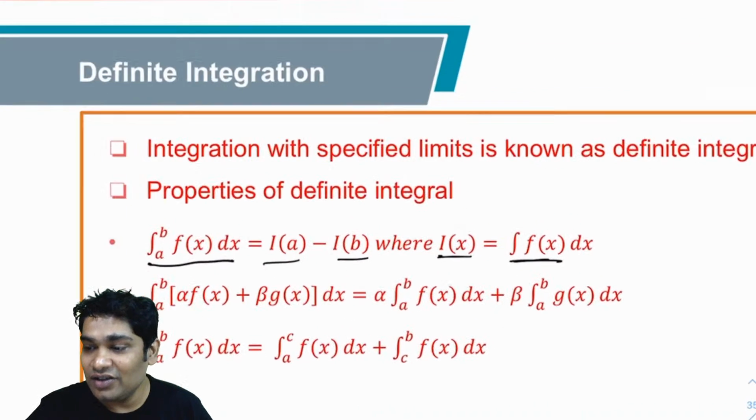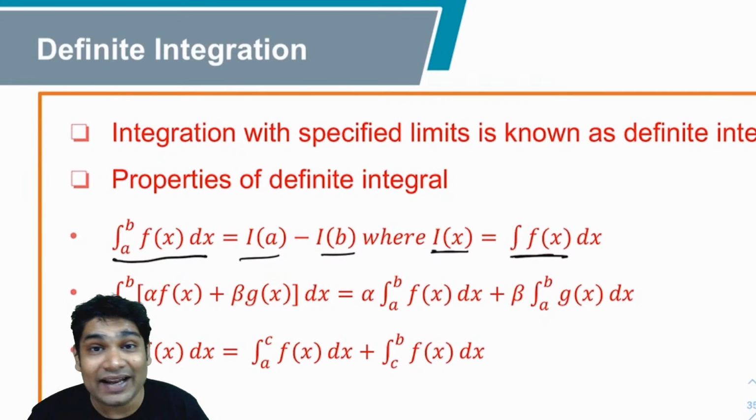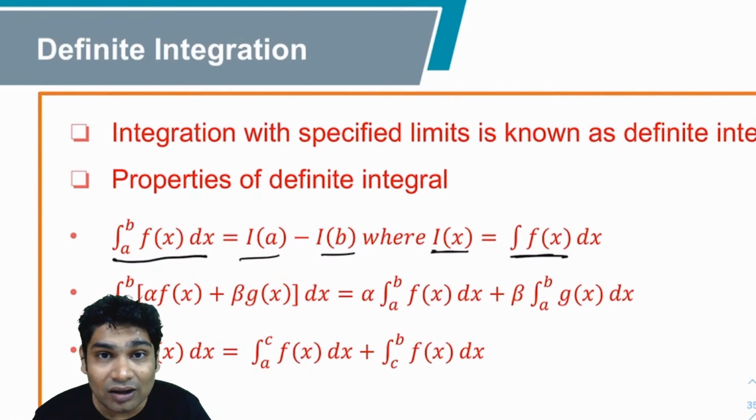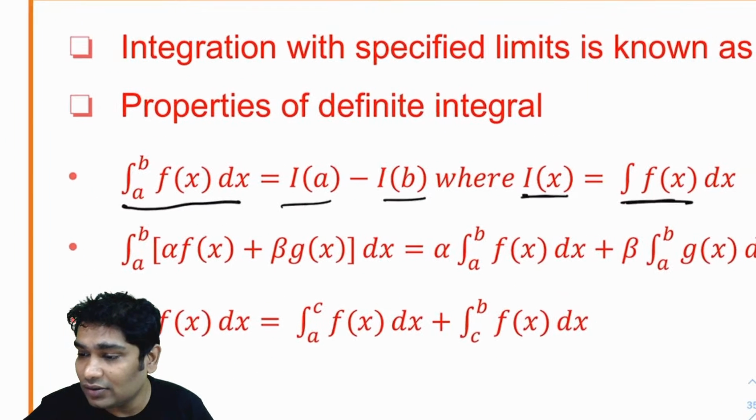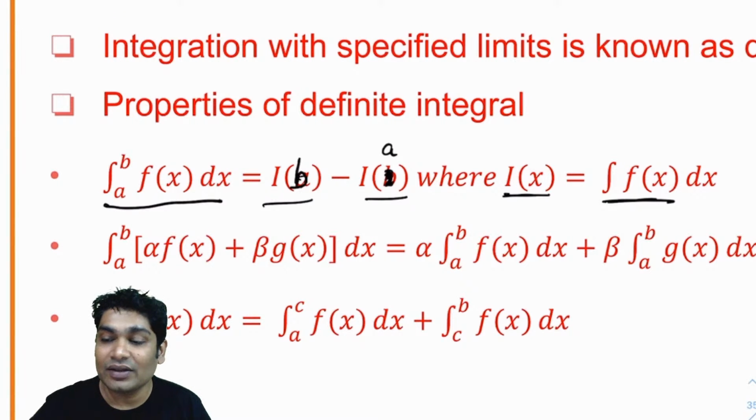So if you have the indefinite integration of f(x) as I(x), then the definite integration becomes I(a) minus I(b). Okay, that is written wrong. It will be I(b) minus I(a). Alright, so it is I(b) minus I(a). First you write what is at the top minus what is at the bottom.